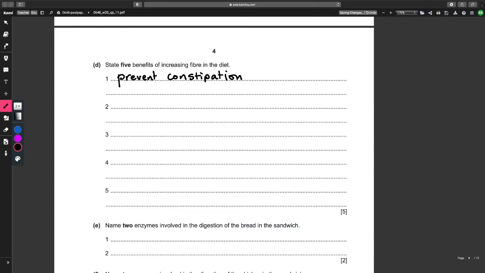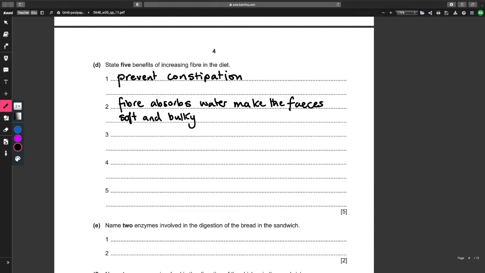The fiber absorbs water, so this will make the feces soft and bulky, thus making it much easier to pass motions and therefore preventing constipation.